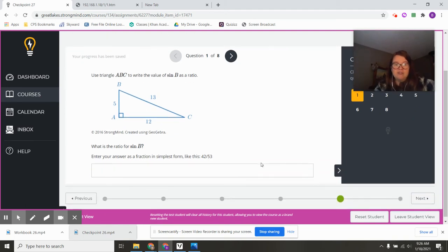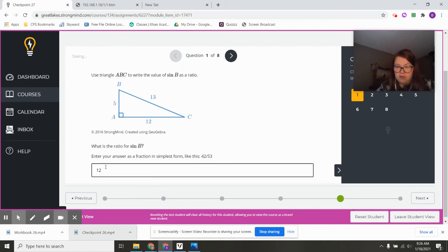So the ratio for the sine of B. Here's B. Sine is the opposite over the hypotenuse. The opposite is 12. The hypotenuse is 13. So it's going to be 12 over 13.